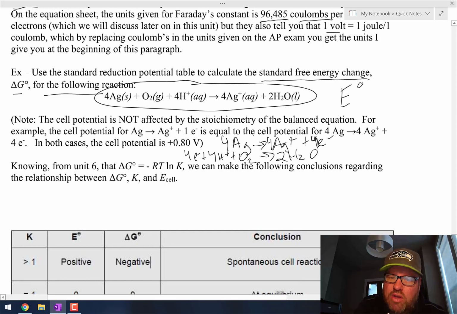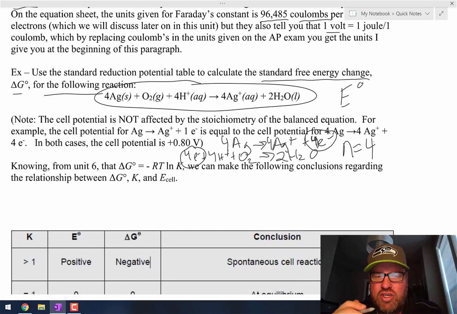And what does that tell you? See how this one loses 4, this one gains 4. That means that for this reaction, n equals 4. So to know how many electrons are transferred, you've got to be able to look at the two half reactions and figure out how many electrons are being lost and how many electrons are being gained.